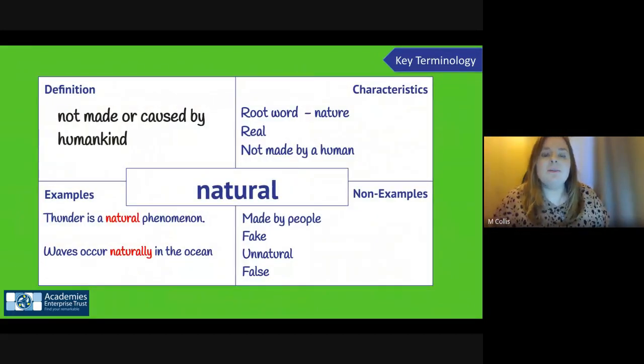The first, main important word that we need for this lesson is the word natural. Natural means not made or caused by humankind. We're going to link this to what natural rocks are and use this to help us understand the difference between natural rocks and human-made rocks.